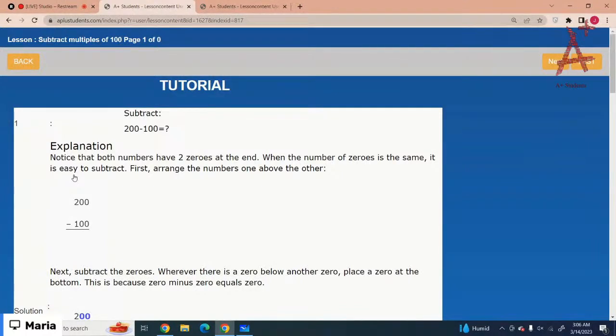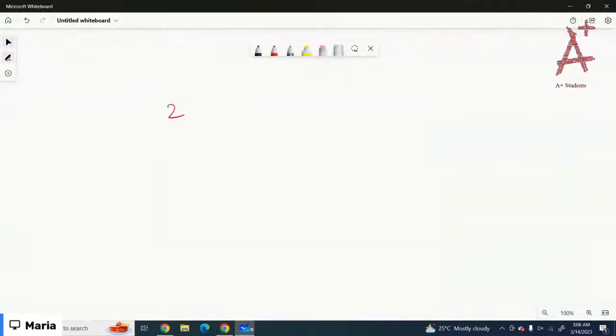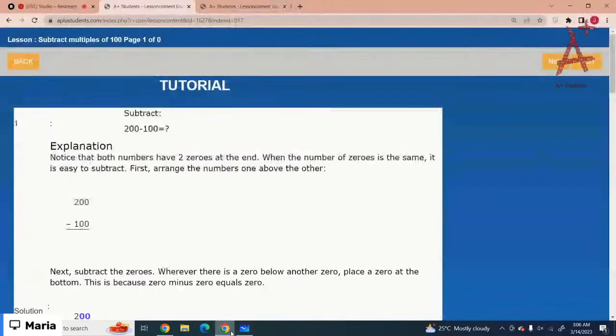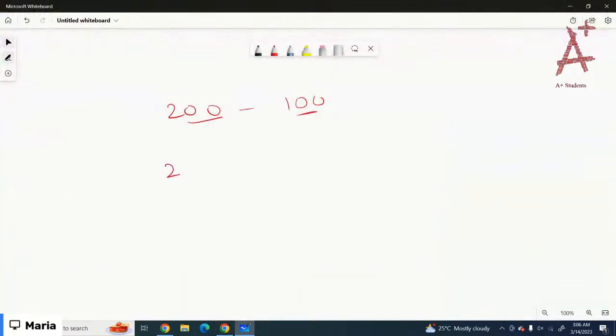You have to do 200 minus 100. So basically just look at both numbers. Both of the numbers have two zeros at the end. The numbers are 200 minus 100. When the numbers of zeros are the same, it is very easy to subtract them. Just write them one above the other, like you can write them as 200 minus 100.